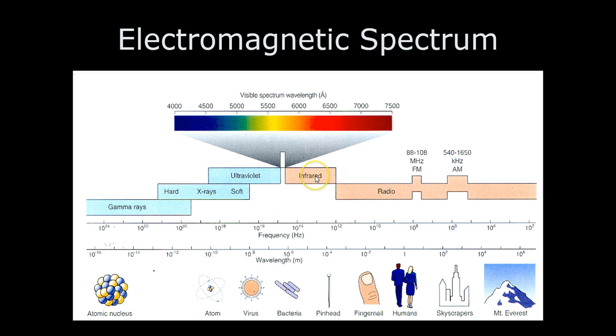Infrared light. You might be interested to know that everything that's above absolute zero in temperature produces infrared light. The molecules are vibrating and they produce light, infrared light. So we actually produce infrared light. If we had an infrared camera, we could see each other in the dark.